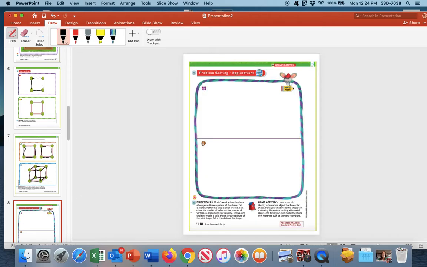And the last page says Maria's window has the shape of a square. Draw a picture of the shape. Tell a friend whether this shape is a flat or a solid. You can just have your parents read this information right here and complete page 440, number 5 and 6 on your own.